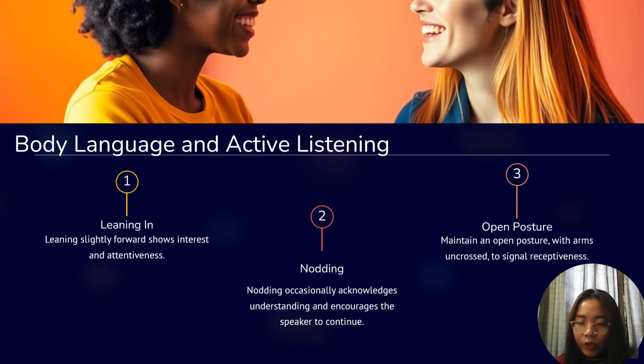Open posture, which means like normal, how you talk. Maintaining an open posture with arms uncrossed. You know what is arms crossed and uncrossed? If you are talking with arms crossed, it is not showing very friendly. So you have to maintain all this: leaning in, nodding, open posture, but you don't have to do excessive nodding continuously. That is also not good.